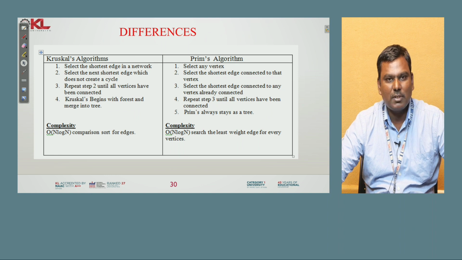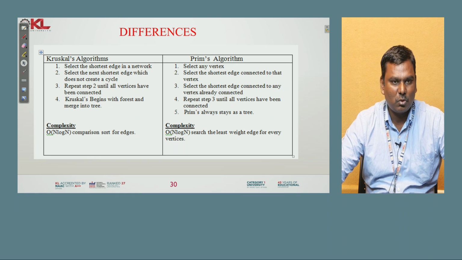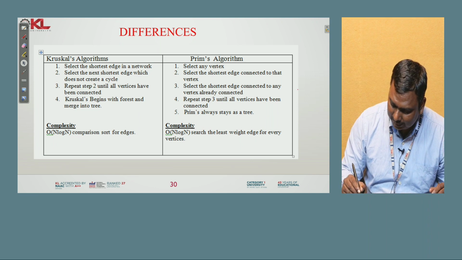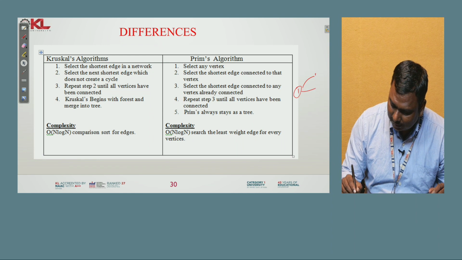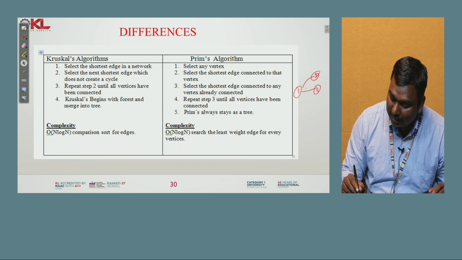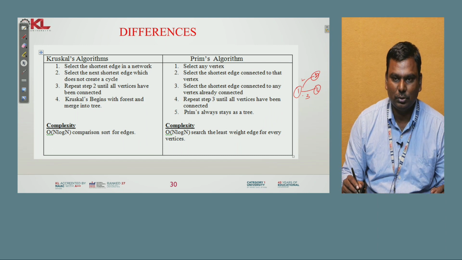These are the basic differences between Prim's algorithm and Kruskal's algorithm. So we know Prim's algorithm. What is Prim's algorithm? By using Prim's algorithm, we make the vertex to vertex connection. Here, the vertex to vertex is connected by the smallest weight value.